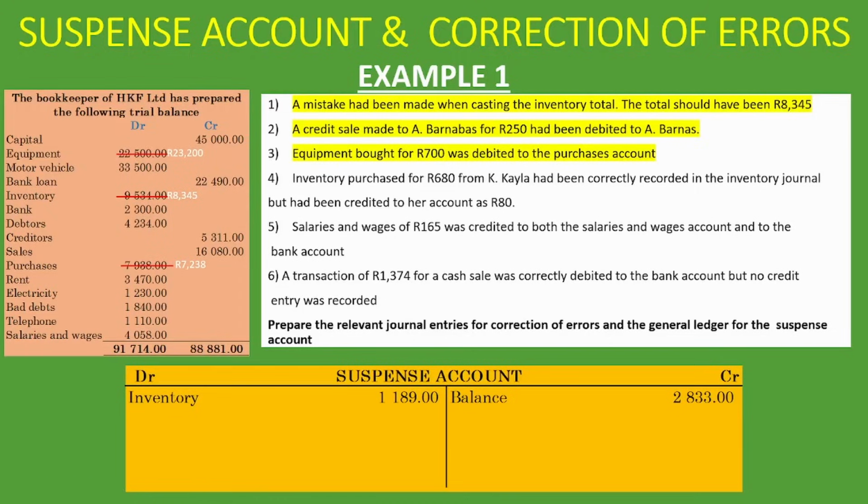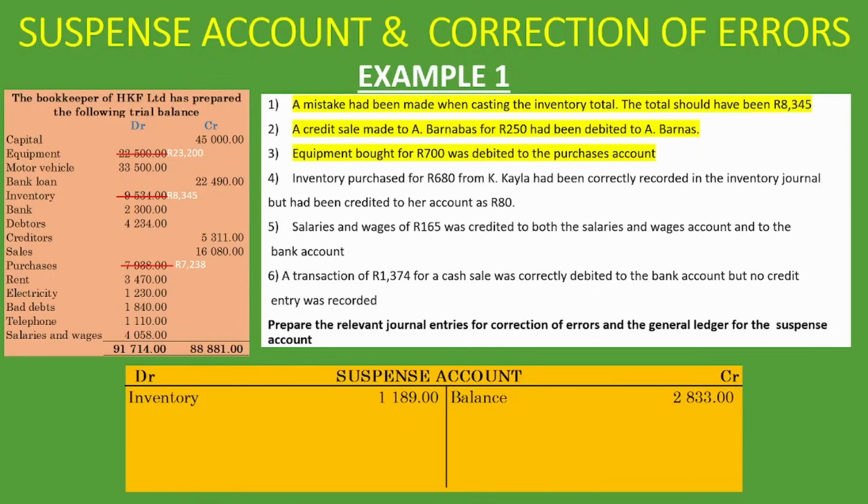Inventory purchased for 680 Rand from K. Kayla had been correctly recorded in the inventory journal, but had been credited to her account as 80 Rand. So we purchased inventory from K. Kayla. Obviously, K. Kayla is our creditor, someone we purchased from on credit. And we had recorded it correctly in our inventory journal. But when we're crediting her account, we only put it as 80 Rand. All right. So what type of error is this? And does this affect our suspense account?